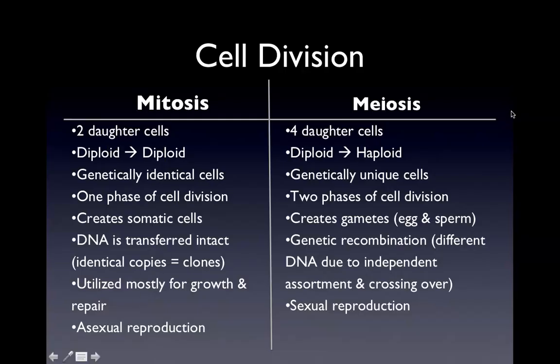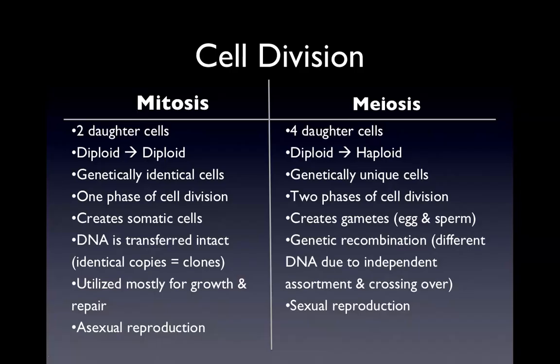Meiosis is really there for sexual reproduction. We're taking a parent diploid cell, so 46 chromosomes in humans, and making 4 haploid daughter cells. Remember, haploid would be N, so in humans, if we're taking a diploid 46 chromosome cell, we're making 4 haploid cells that would have 23 chromosomes each. How do we do that? Well, remember, we've got to go through those 2 phases of division.